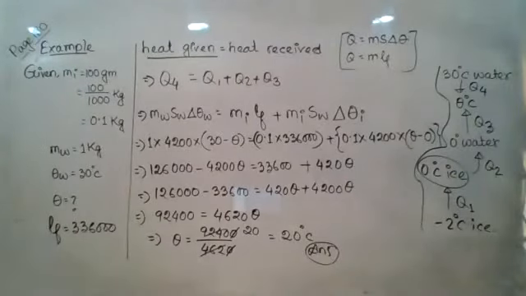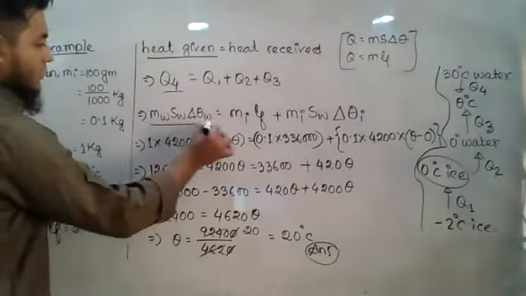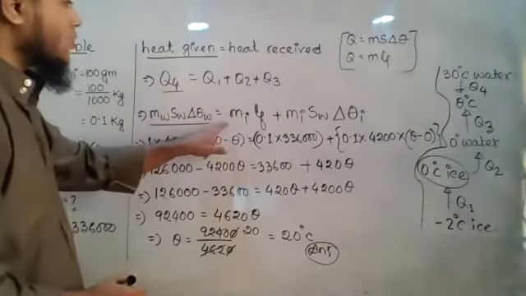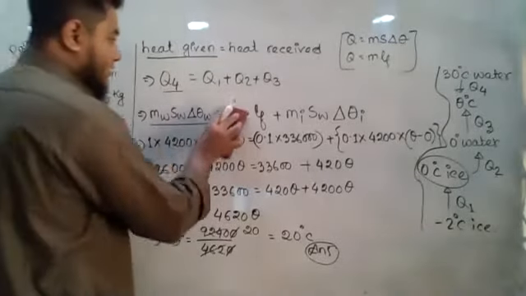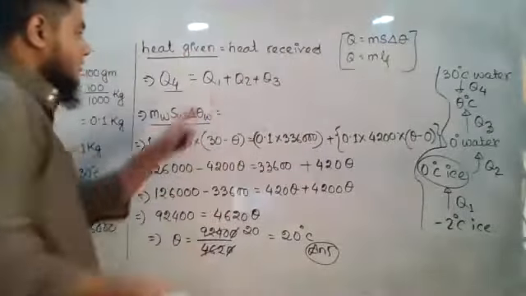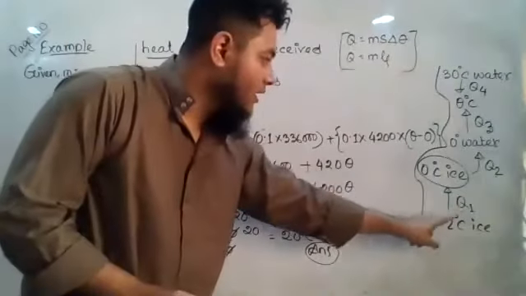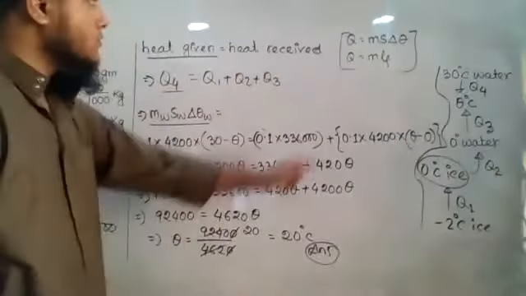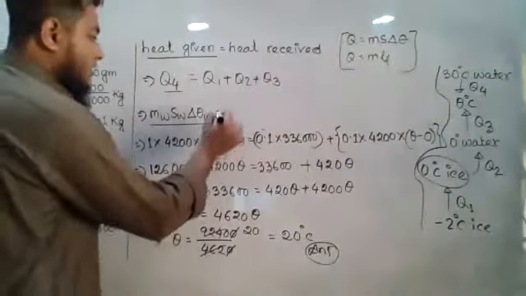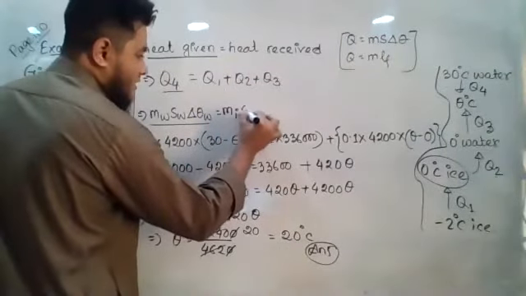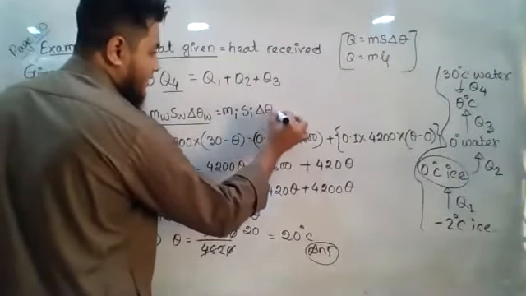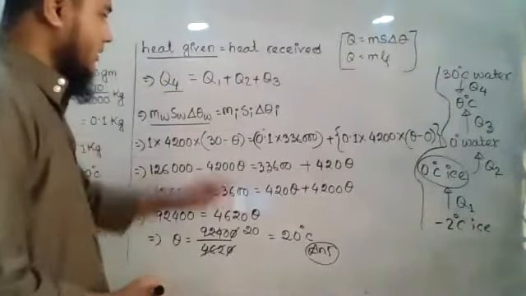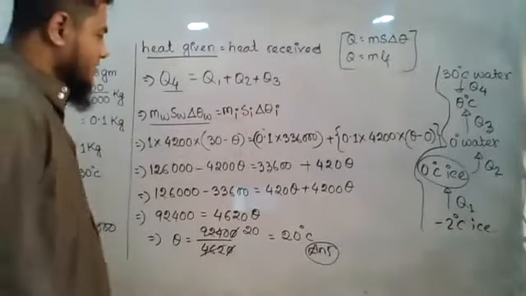Okay, so what will happen now? Q4 will remain as it is, m w s w del theta w, no problem. But here we will need to add one more step. The first one, you see Q1. In Q1, temperature change is occurring, the state is not changing in the process. So we will use the equation m s del theta, but I will write m i s i del theta i.